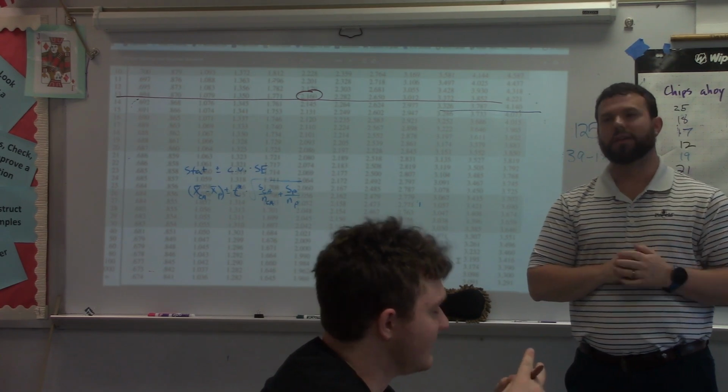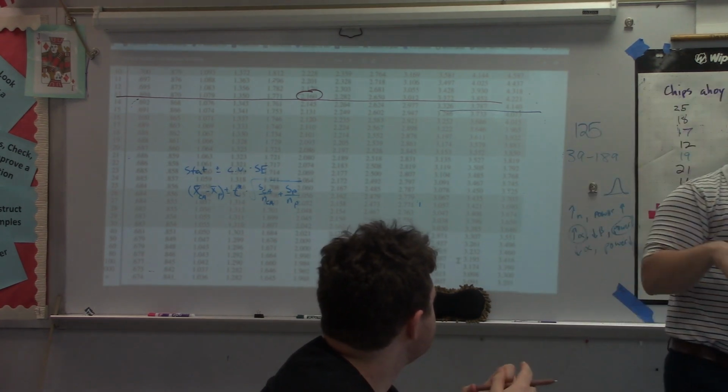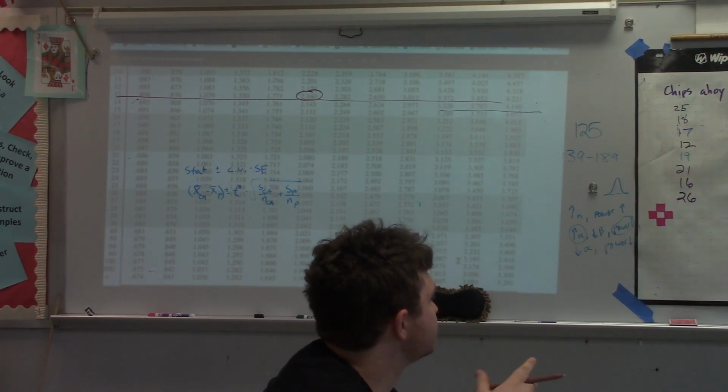N minus 1. There we go, thank you. Degrees of freedom for 1 sample is N minus 1. The calculator will do degrees of freedom for 2 samples for you.